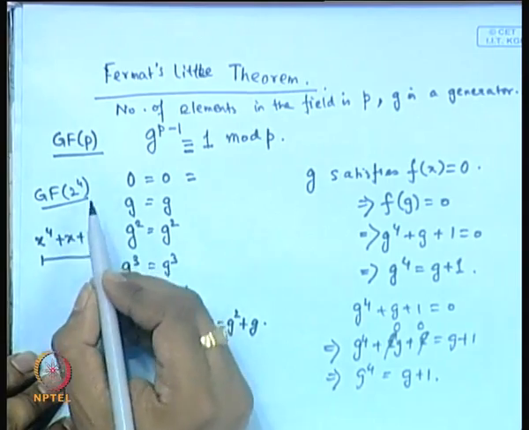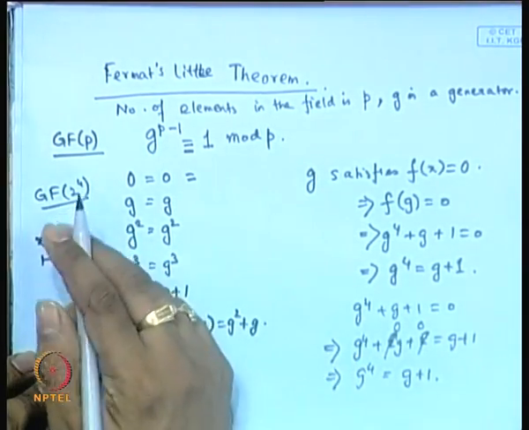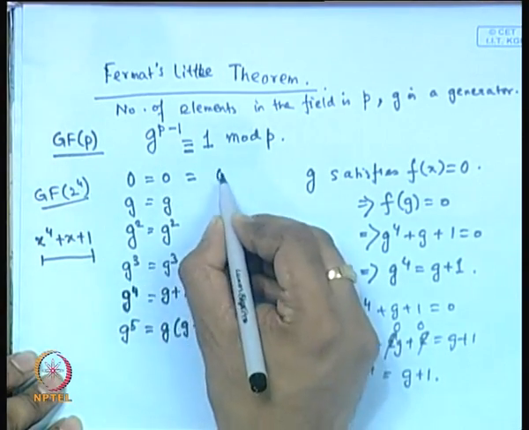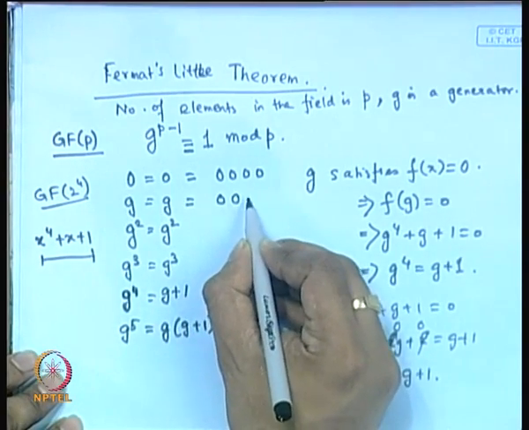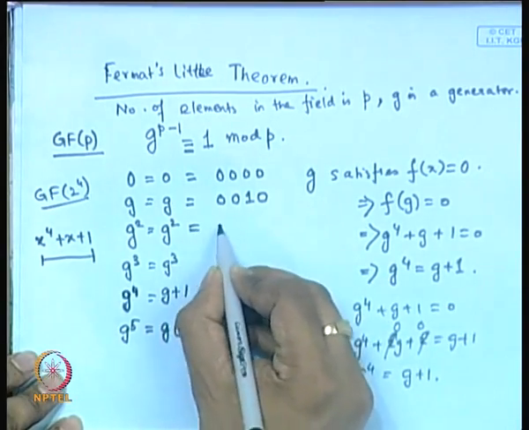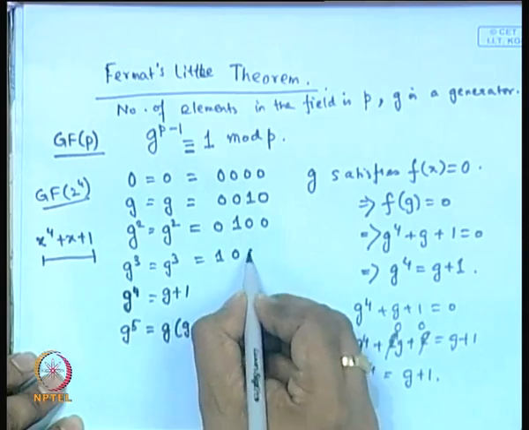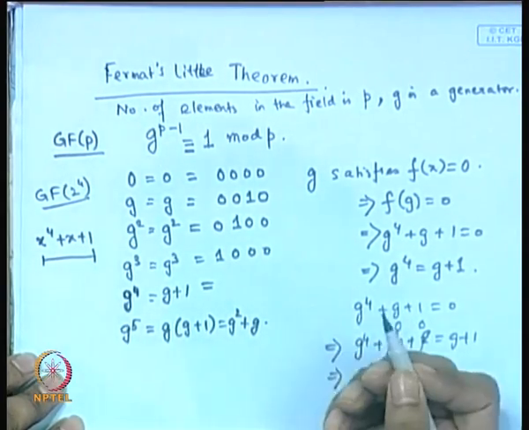So any 4-bit number can represent, using a 4-bit representation, all the polynomials in GF(2^4). Consider 0, it can be expressed as this. What about G? I can express this as 0, 0, 1, 0. What about G square? I can represent it as 0, 1, 0, 0. G cube, I can represent as 1, 0, 0, 0. But G power 4, I cannot represent in 4 bits, so that means there is an overflow.